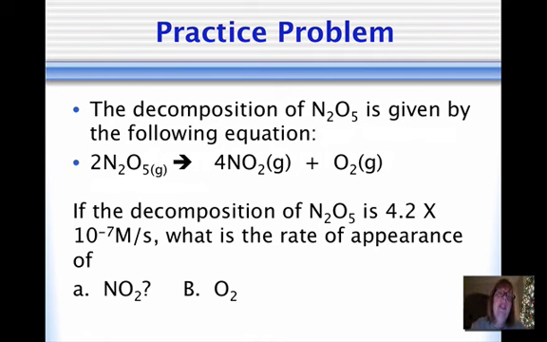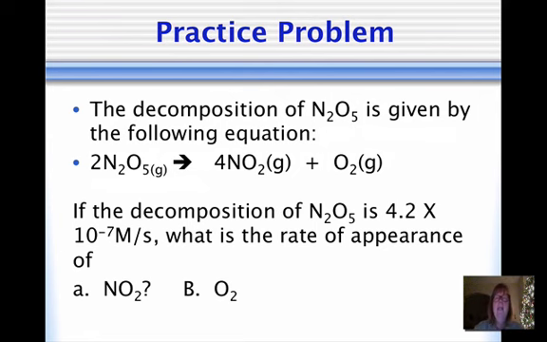So we can do a practice problem here. We have a decomposition of something different this time. It's dinitrogen pentoxide, and here's the equation, and it's balanced. They give us the rate of the decomposition of the dinitrogen pentoxide, and they say that rate of decomposition, or its rate of disappearance, is 4.2 times 10 to the negative 7th molars per second. They would like to know what is the rate of appearance of the NO2 and what is the rate of appearance of oxygen.